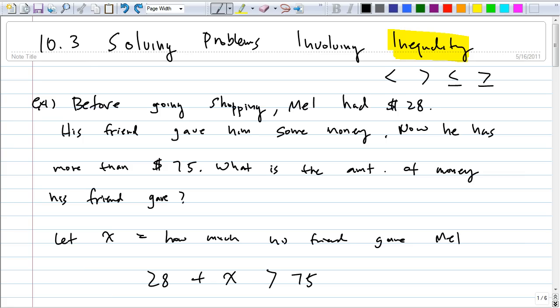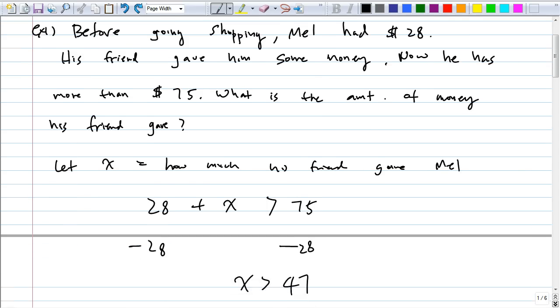Now, where did I get greater than 75 from? Because it says he has more than $75. That's right. It says he has more than $75. Therefore, it means it's greater than 75. Question? Why can't you just put x is greater than 40? No, I'm going to move it up here.